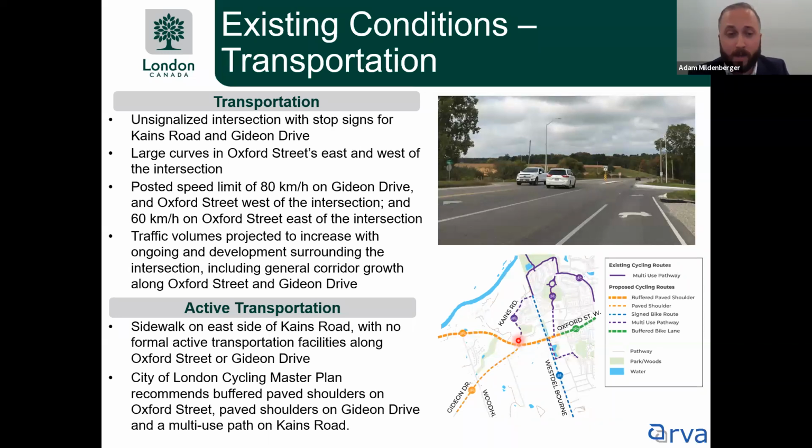The cycling master plan recommends typical paved shoulders on Gideon Drive. So that would be your paved shoulder for your cyclists, separated from vehicles by a single white edge line. And it recommends a multi-use path on Kains Road. A multi-use path is typically designed as an asphalt path, typically 2.5 to 3 meters wide, and would be able to accommodate both pedestrians and cyclists.